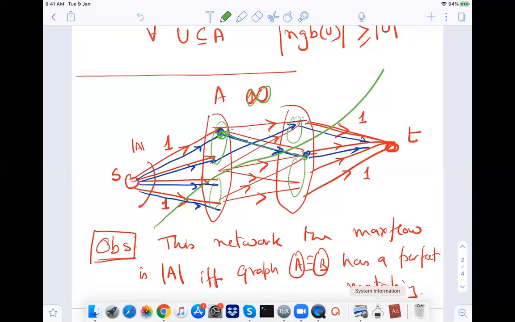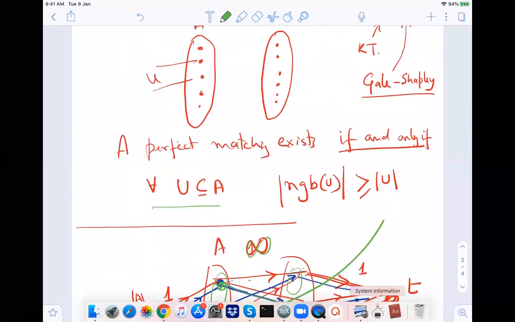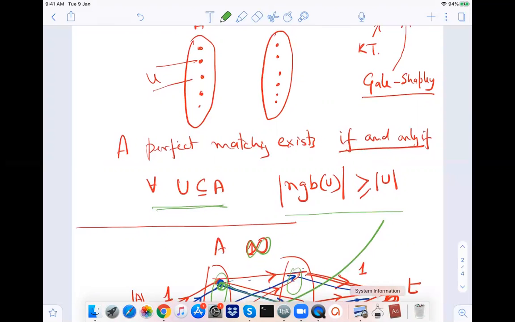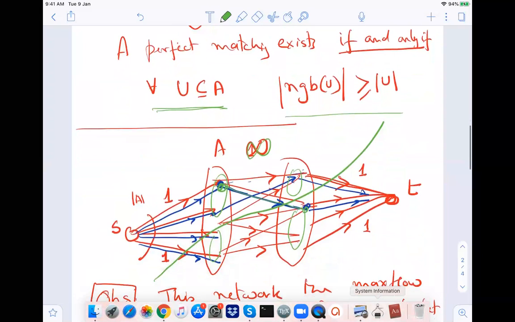Now think about it. Now work it out. From this, with a little bit more patience, you will be able to prove that this can only happen when you find a U in A such that the neighborhood of U is strictly less than U. Okay, is this high level picture fine?